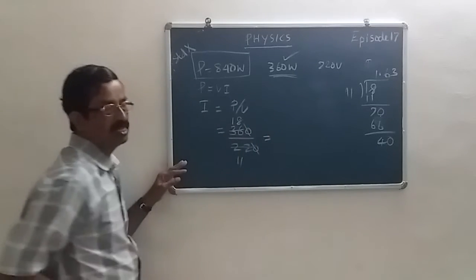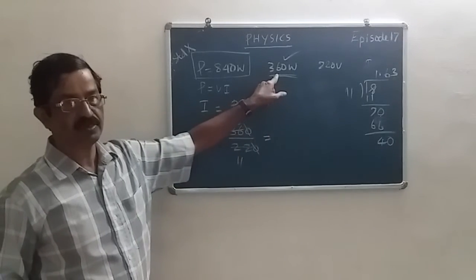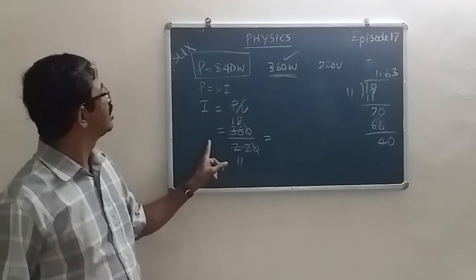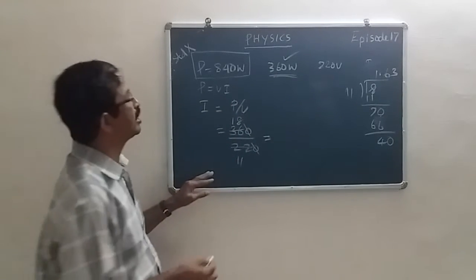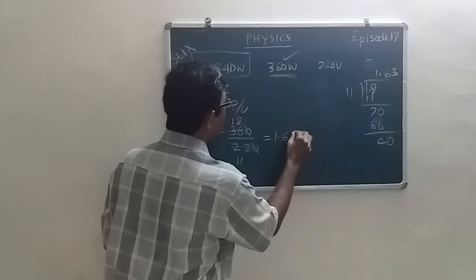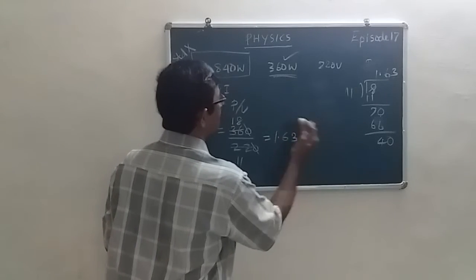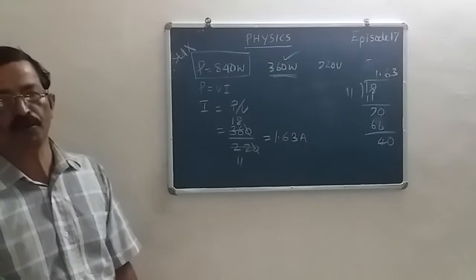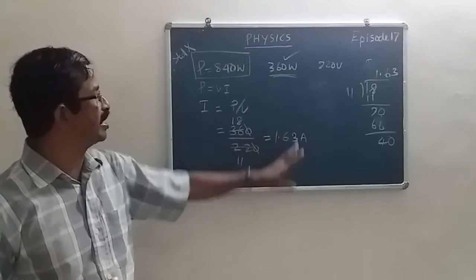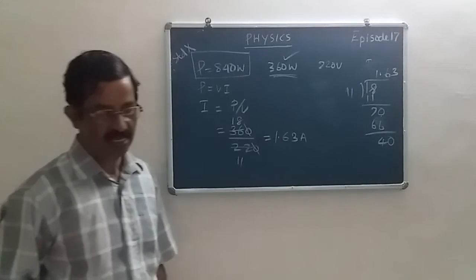When the power is minimum, current I is equal to how much? It will be 1.63 ampere. It is the current. 1.63 ampere is the current.